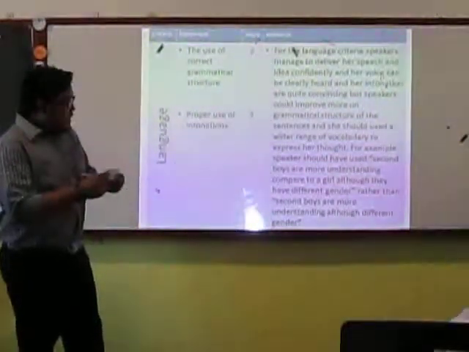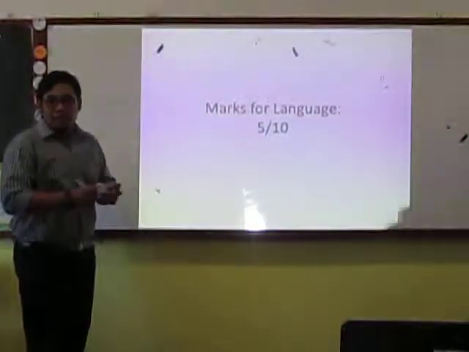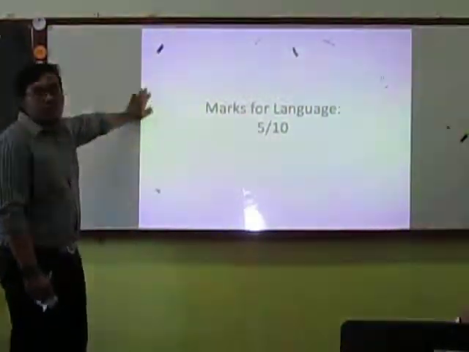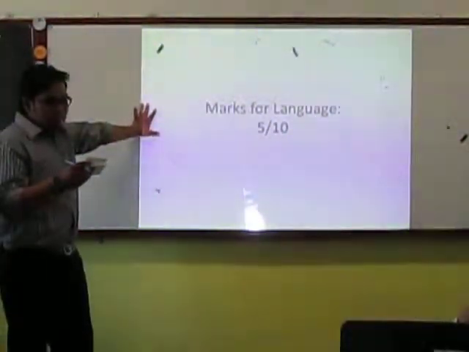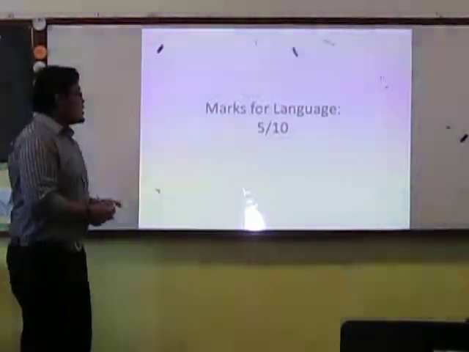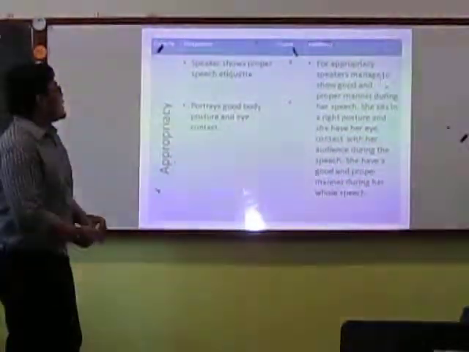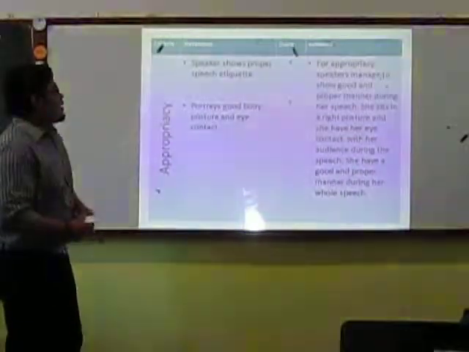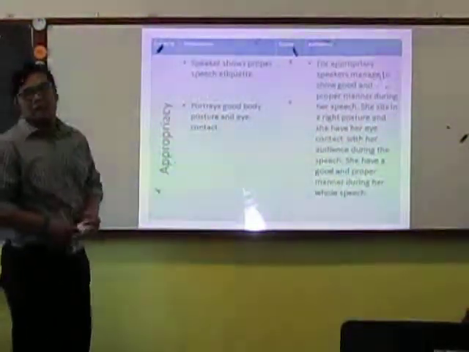For this language criteria, the total score is 25. For these two, the candidate managed to score 5 out of 10, and the total score for the language criteria is 13 out of 25. Moving on to the next criteria, which is appropriacy. The first statement is the speaker shows proper speech etiquette, and the candidate managed to score 4 points out of 5.